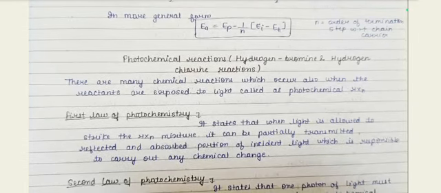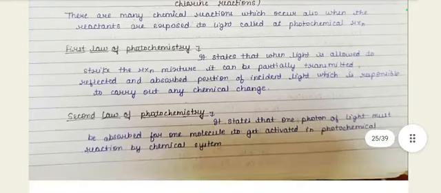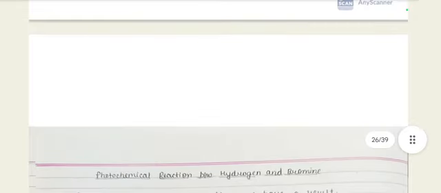Photochemical reactions: hydrogen-bromine and hydrogen-chlorine reactions. There are many chemical reactions which occur when the reactants are exposed to light, called photochemical reactions. First law of photochemistry: when light strikes the reaction mixture, it can be partially transmitted, reflected and absorbed, and the absorbed portion of the incident light is responsible for carrying out the chemical reaction. Second law of photochemistry: one photon of light must be absorbed by one molecule to activate it in a photochemical reaction.